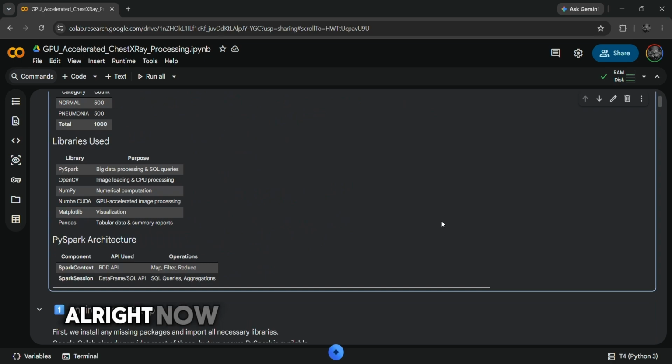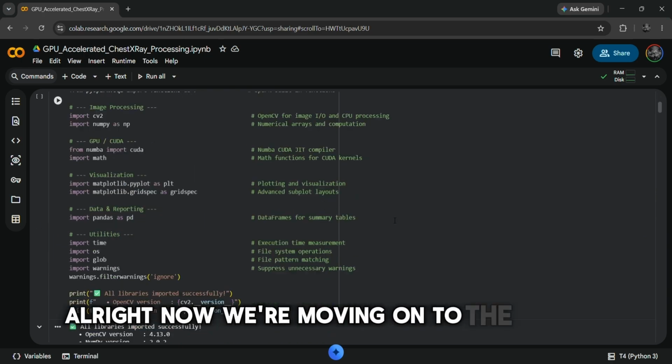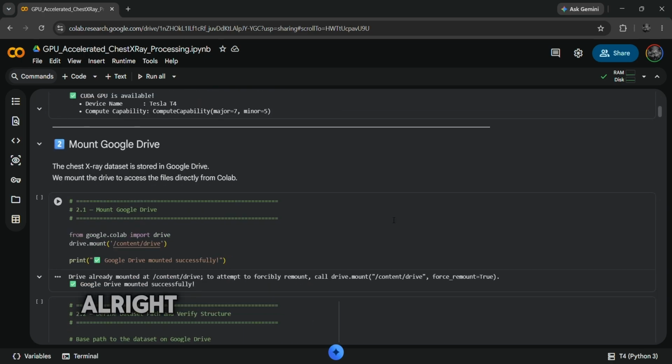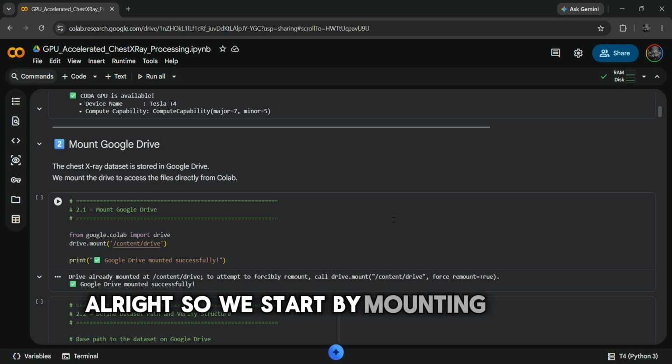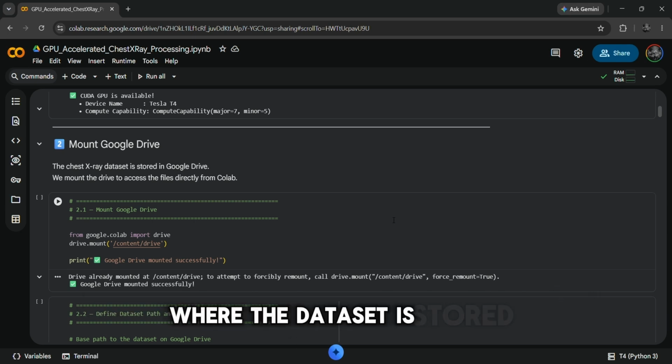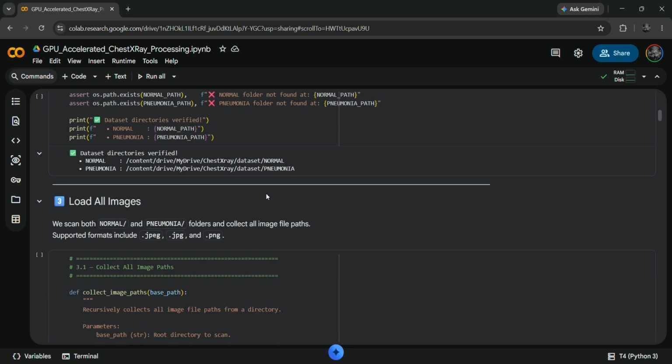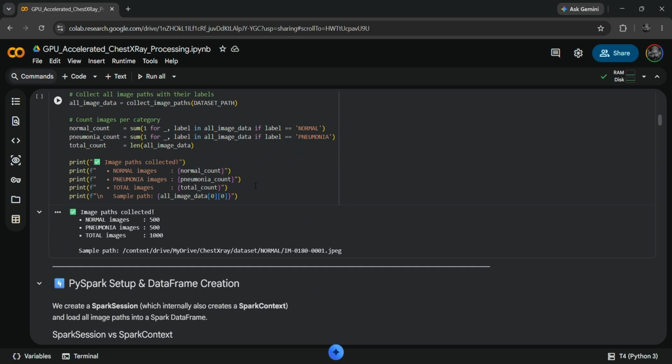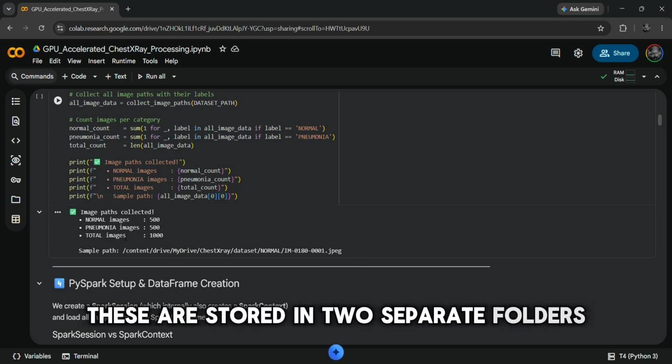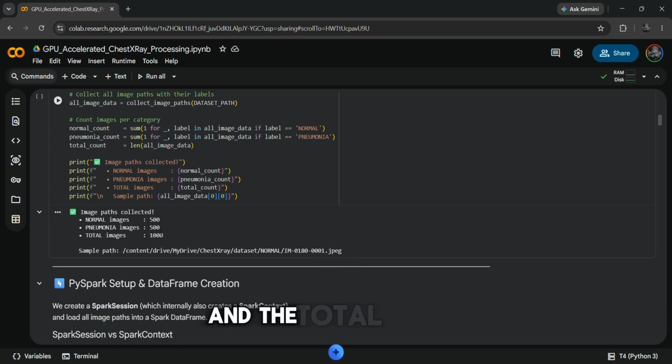Alright, now we're moving on to the datasets. So we start by mounting Google Drive where the dataset is stored. The dataset contains 1000 chest X-ray images. I can show you here. So there are 500 labeled normal and 500 labeled pneumonia. These are stored in two separate folders, and the total is 1000.